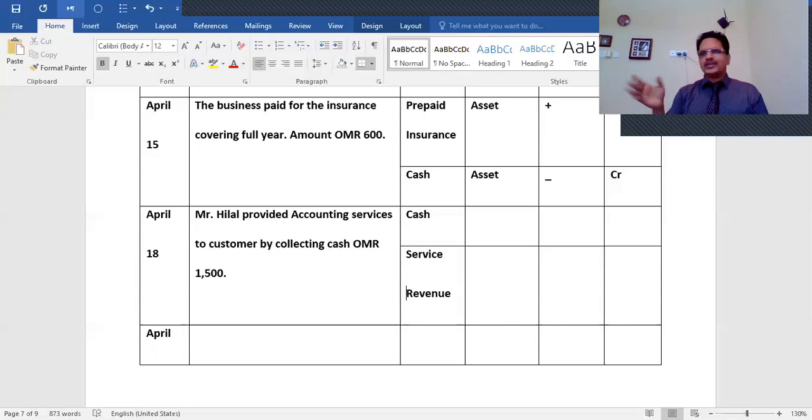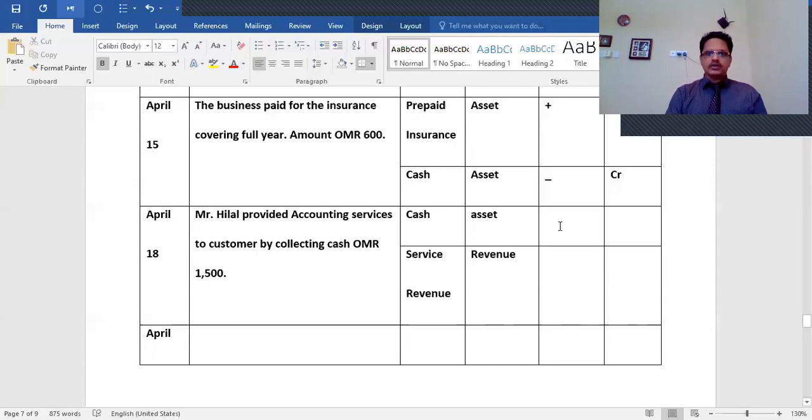If it is a sale, you can write sales. Sales and service revenue, or sales revenue and service revenue. Now, Hilal provided service to a customer by collecting money, so an asset comes to the business, and service is income or revenue. Service is revenue or income.